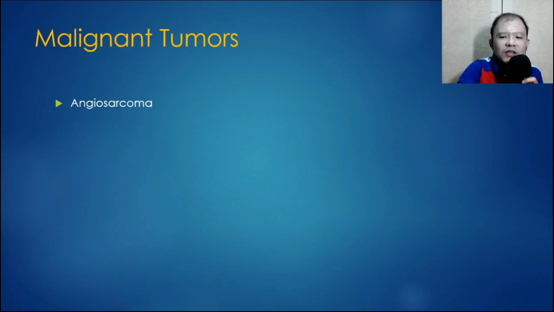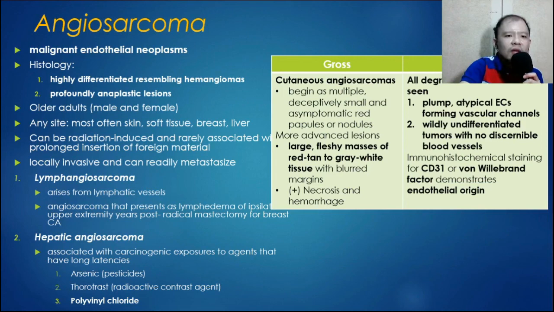Next, angiosarcoma. These are malignant neoplasms of the endothelium, but these are rare. It can be highly differentiated or highly undifferentiated. And clinically relevant are two examples, lymphangiosarcoma, which involves the lymphatic vessels, and hepatic angiosarcoma, which involves vessels in the liver. And exposures, take note, most particularly polyvinyl chloride. Where do you find polyvinyl chloride? These are found in plastics.